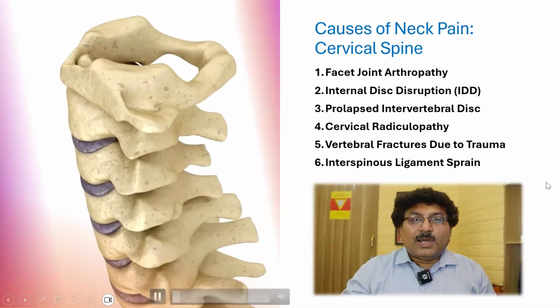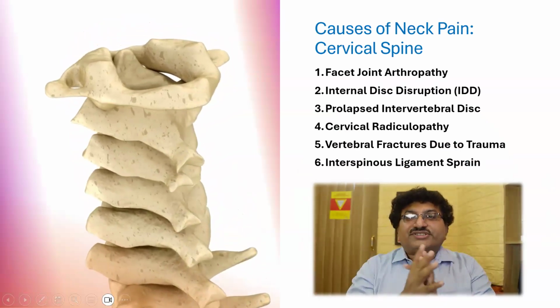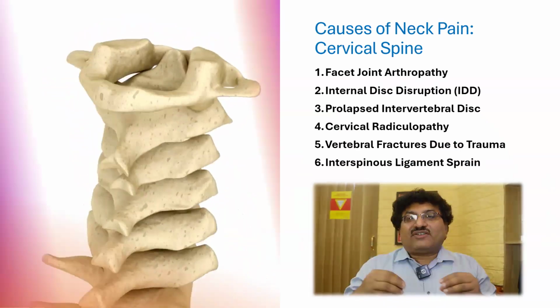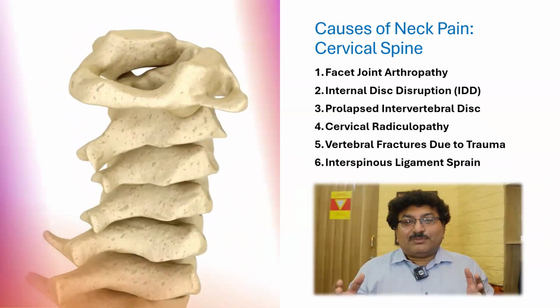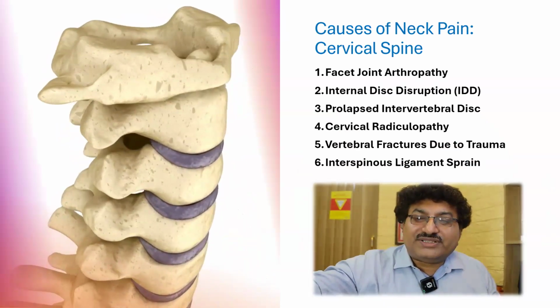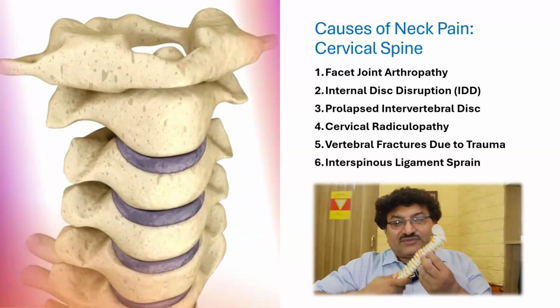But let us first try to find out what the causes of neck pain are. First of all, causes may originate from the cervical spine. For example, pain might arise from very small joints. These are the facet joints in the cervical spine. So we have these very small joints in the cervical spine known as the facet joints.